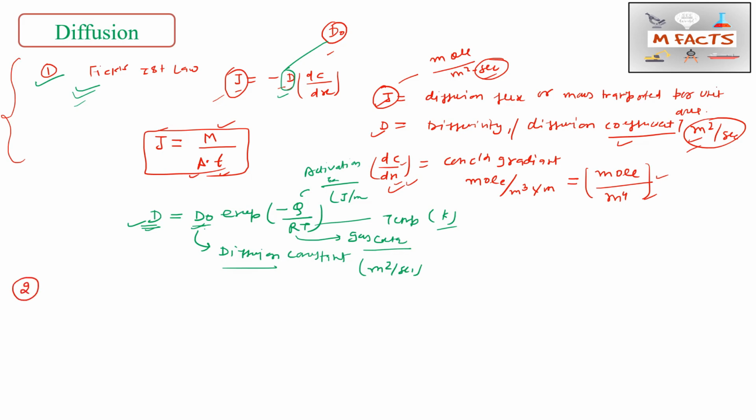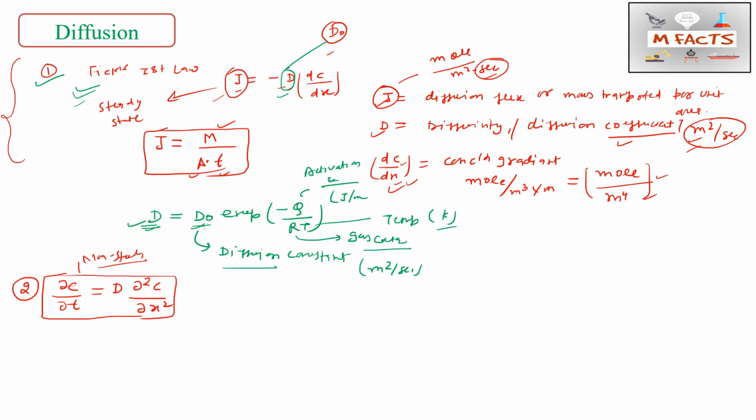Okay, so what is Fick's second law? Fick's second law is dC/dt equals d squared C by dx squared. So this is Fick's second law, and this is basically known as the non-steady state law, and this is Fick's first law, the steady state law.